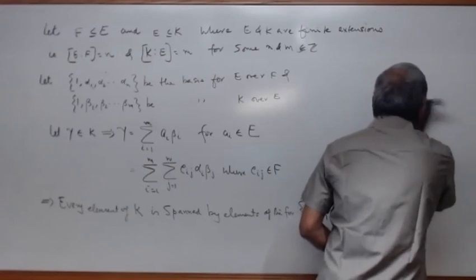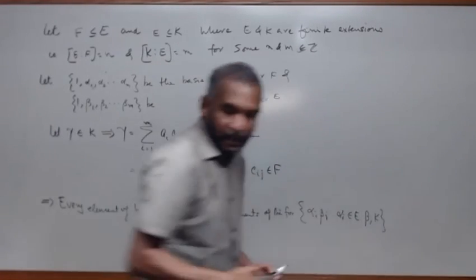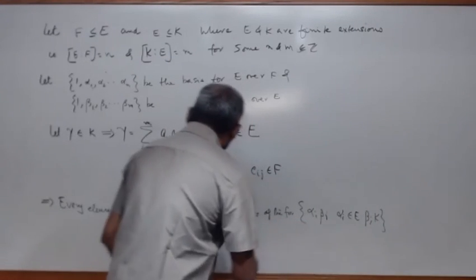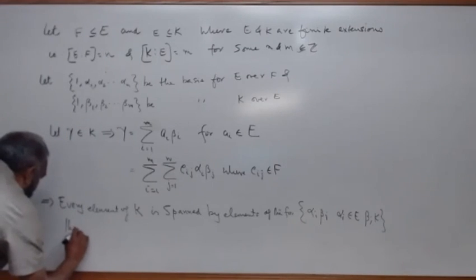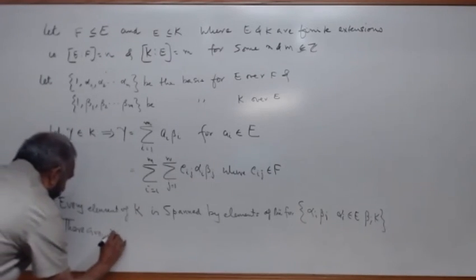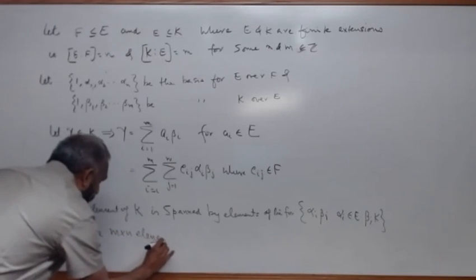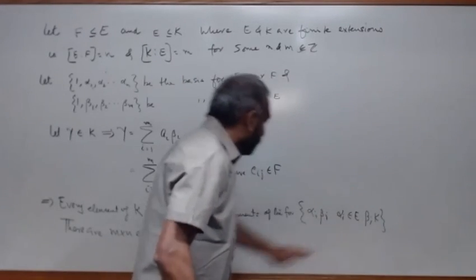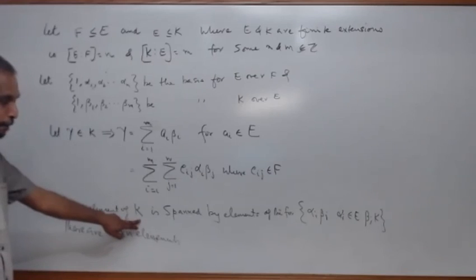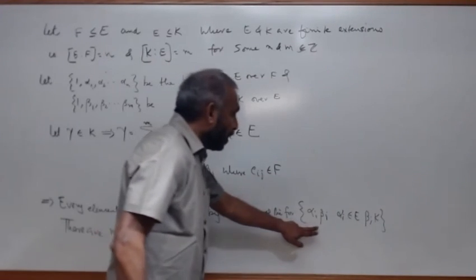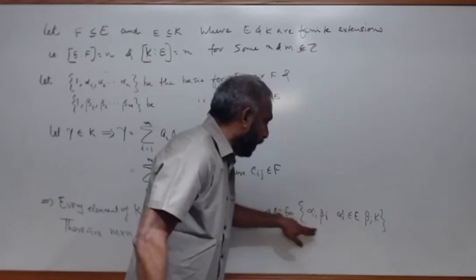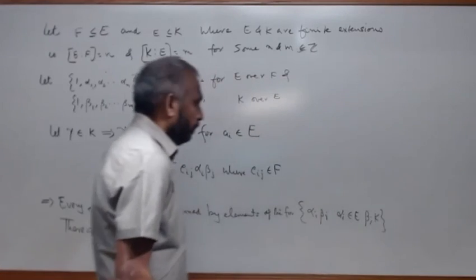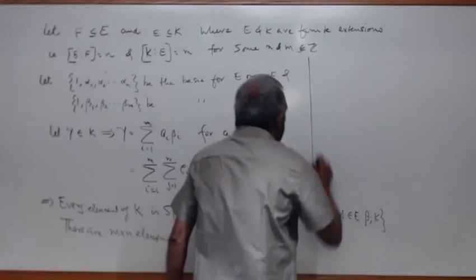So we can think about this as, see these, how many elements are there? There are m times n elements. So these m times n elements can definitely span K. But we are not sure this is a basis. To show that this is a basis, we need to show that this is linearly independent. So that is the next step.